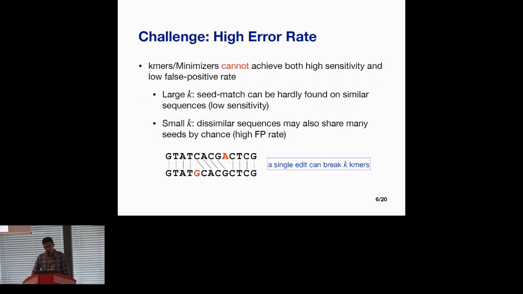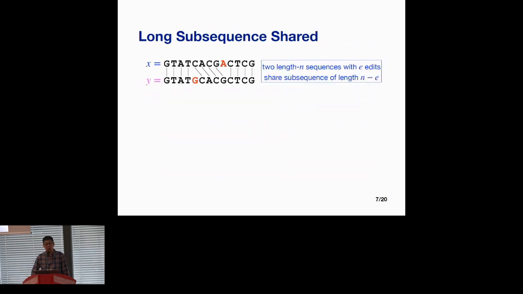So what can we do? The key issue here is that similar sequences don't share long k-mers when the error rate is high. Then what do they share? They share long subsequences. In the same example, X and Y share a subsequence of length 12, as indicated by this optimal alignment. In fact, two length-n sequences with an edit distance of E are guaranteed to share a subsequence of length n minus E.